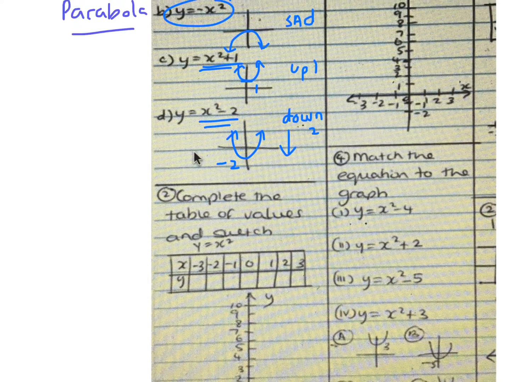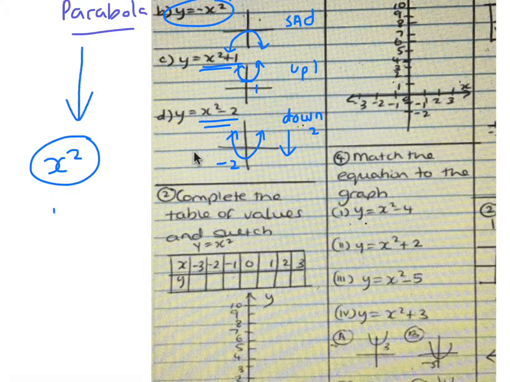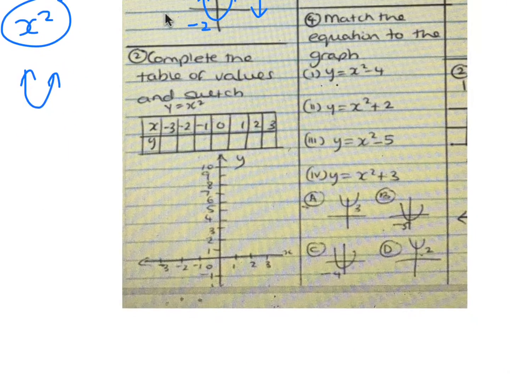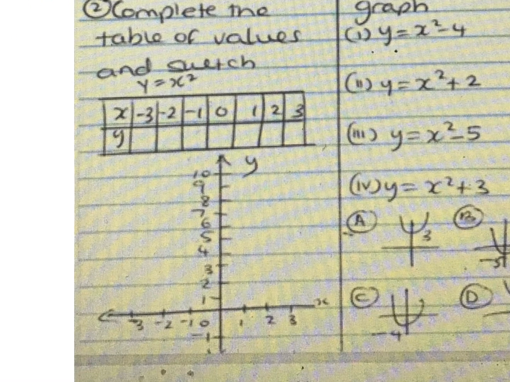All right. So remember, you know it's a parabola if it's got an x squared, and the shape of the parabola is like that. It's the same on both sides. So, okay, let's just look at filling out the table.